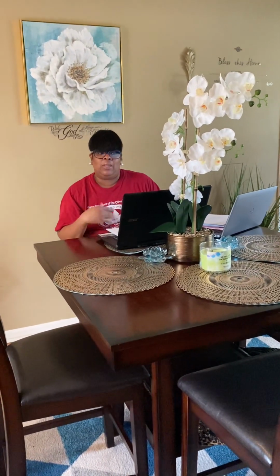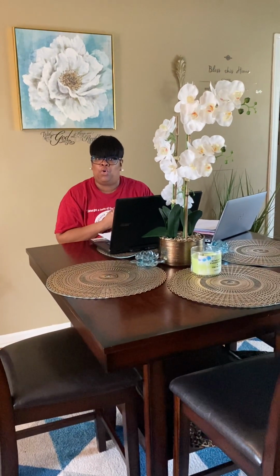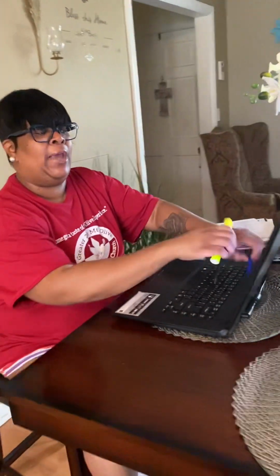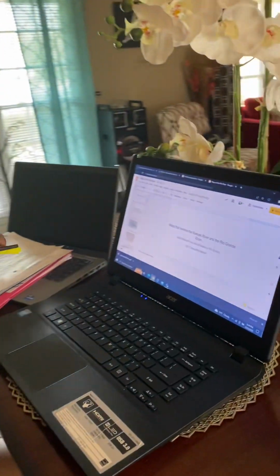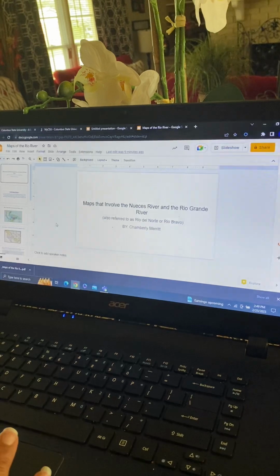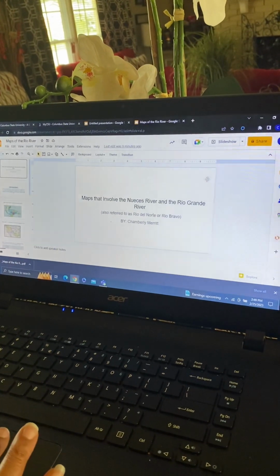Basically my maps are going to show where the Rio Grande, where the rivers meet at and where they come together at. It's a short little PowerPoint that I just want to show y'all in my presentation. So if you will come a little bit further, I will start this presentation for you and we will start our slideshow. So, the maps that involve the Nueces River and the Rio Grande River by Chamberlain Merritt.